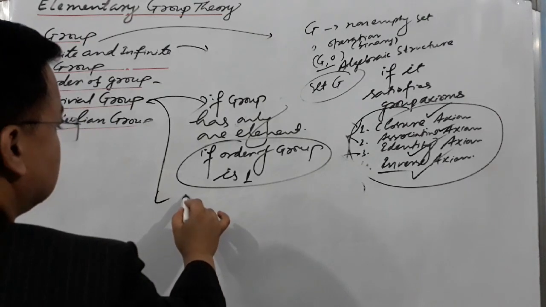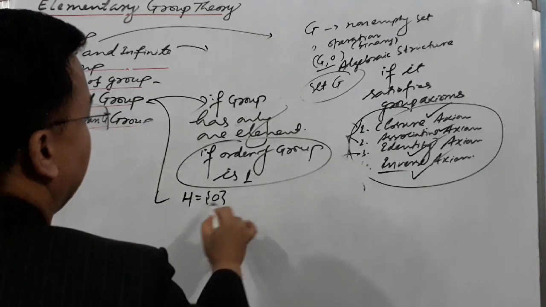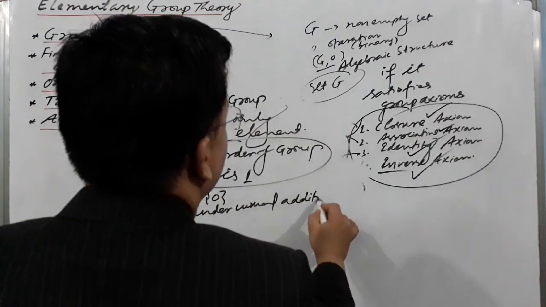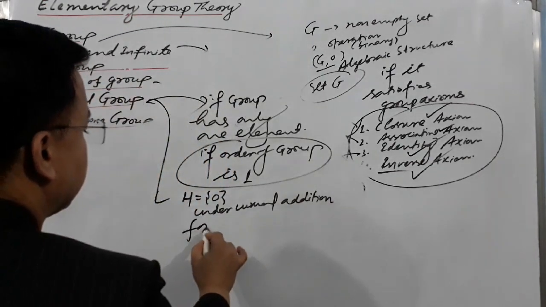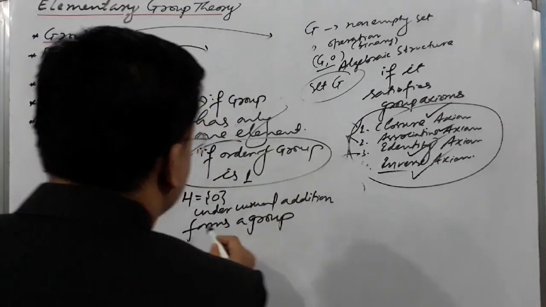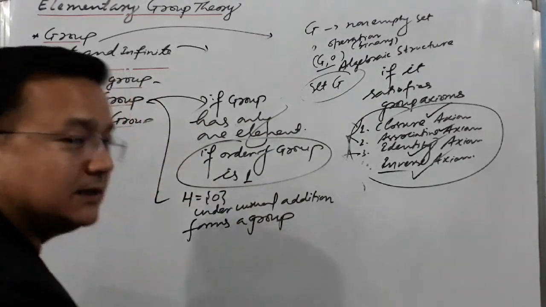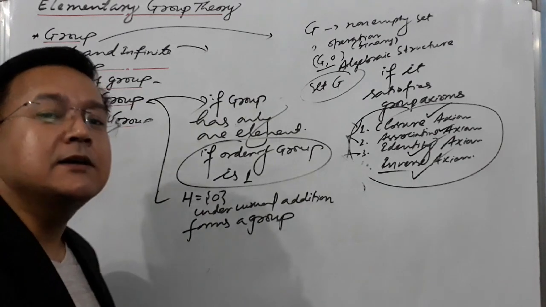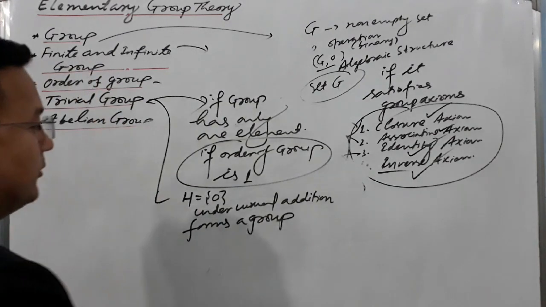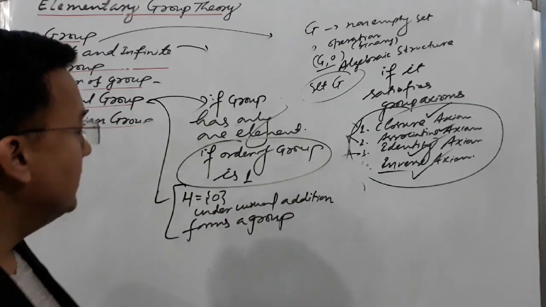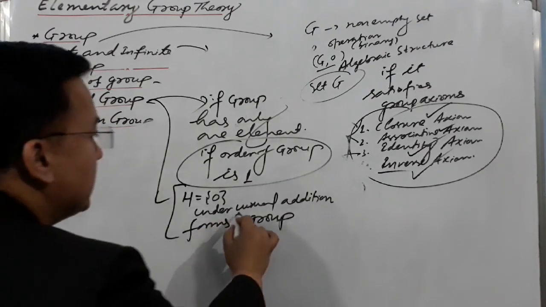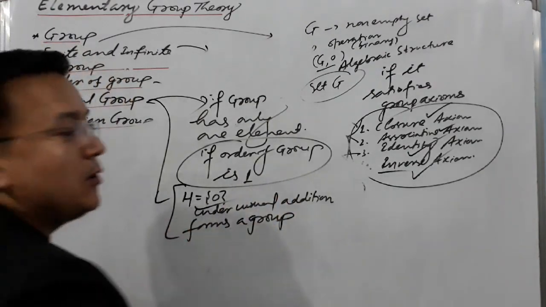For example, suppose H is equal to {0} under usual addition, meaning ordinary addition, forms a group. You can check it satisfies the closure axiom, the associative axiom, the identity axiom, and the inverse axiom. In our next video, I will explain how to show that any set forms a group. So this under usual addition forms a group because it satisfies all four axioms.